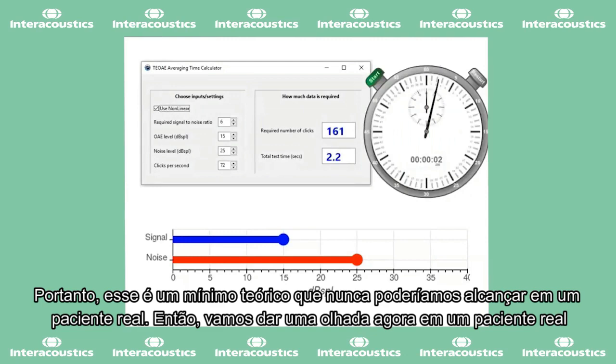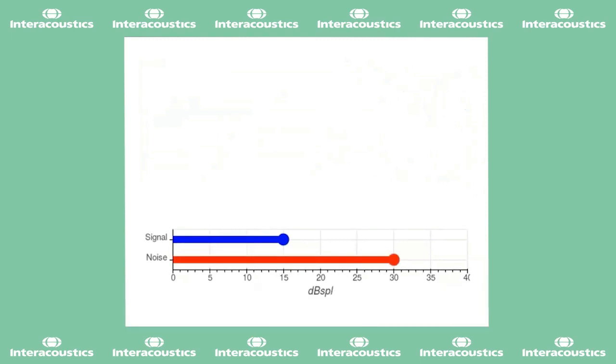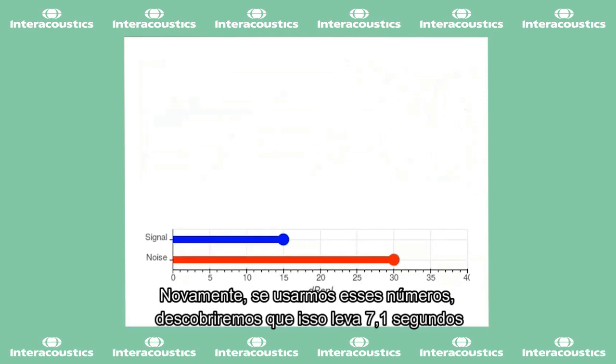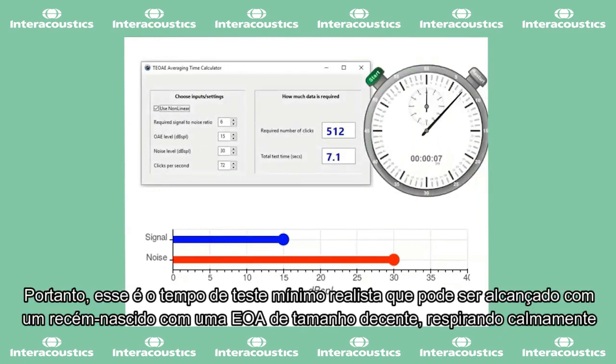So let's have a look now at a real patient. This is a well-behaved patient who's just quietly breathing in a very calm manner. And they have a noise level of around 30 decibels, SPL, measured in the ear canal. So again, if we use those numbers, we'll find that that takes 7.1 seconds. Okay, so that's the realistic minimum test time that can be achieved with a neonate with a decent size otoacoustic emission breathing calmly.